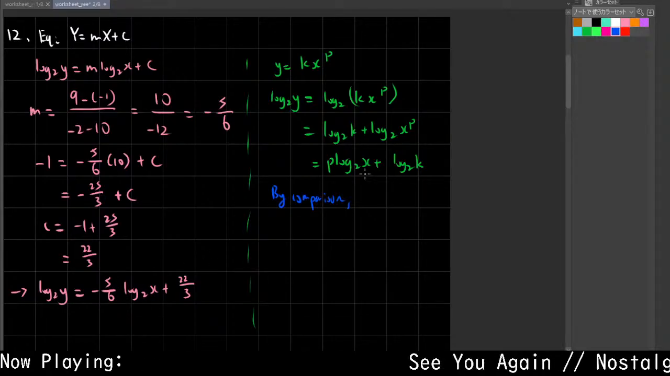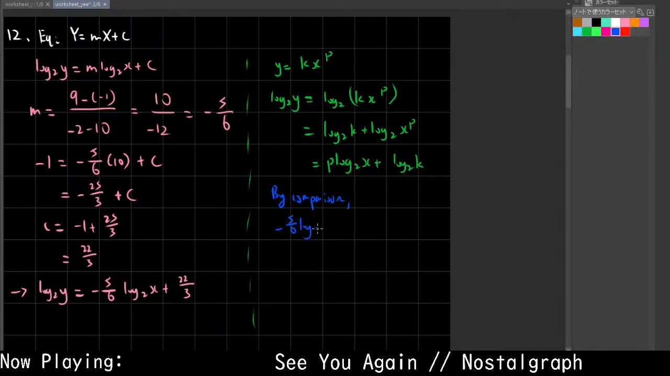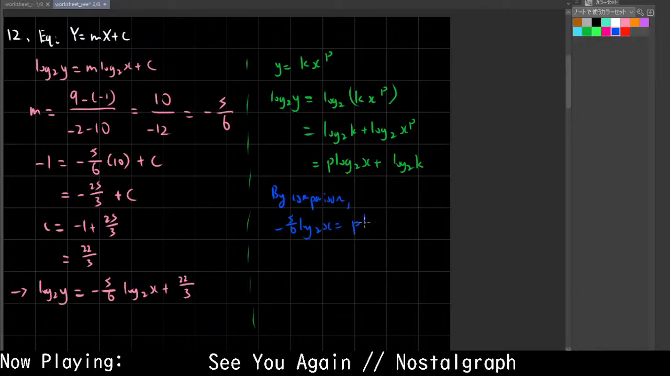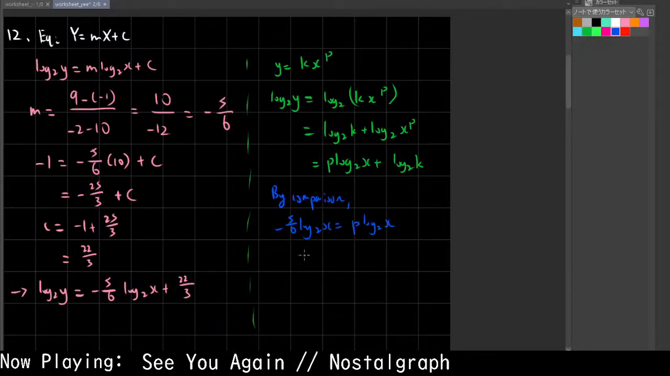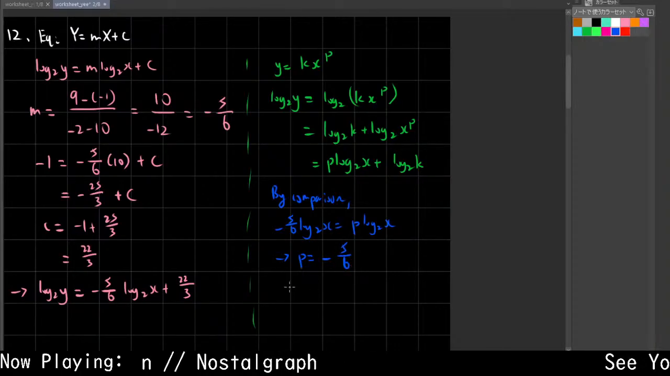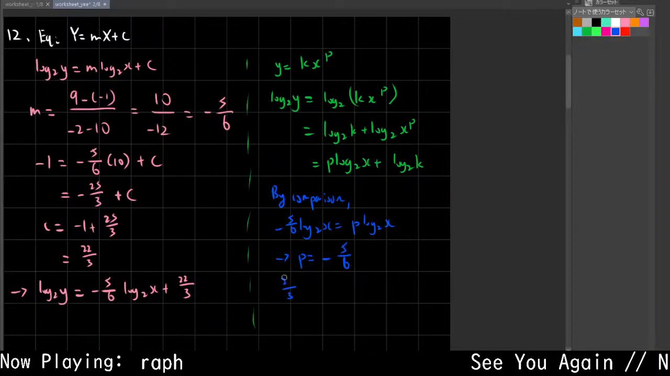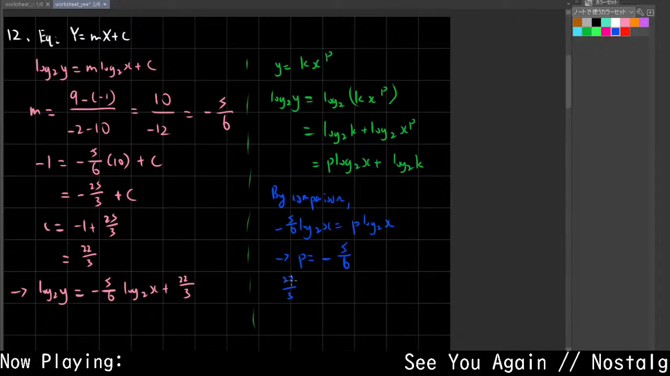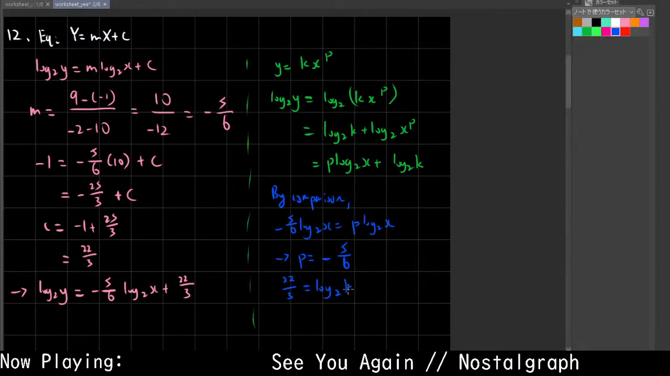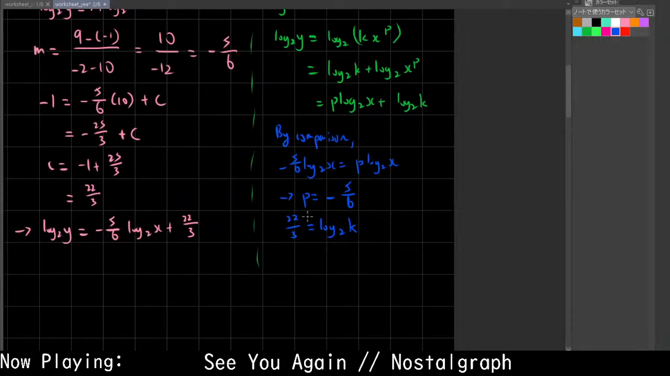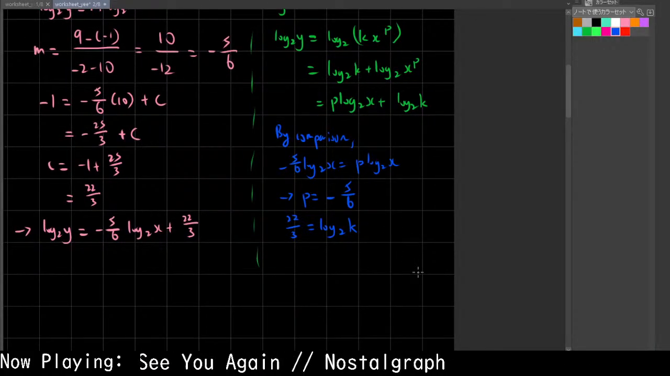And then this equals to this. The log 2x term is compared with the log 2x term. Therefore, p is equal to negative 5/6. Your constant term is compared with your constant term. So you get this equal to log base 2k.